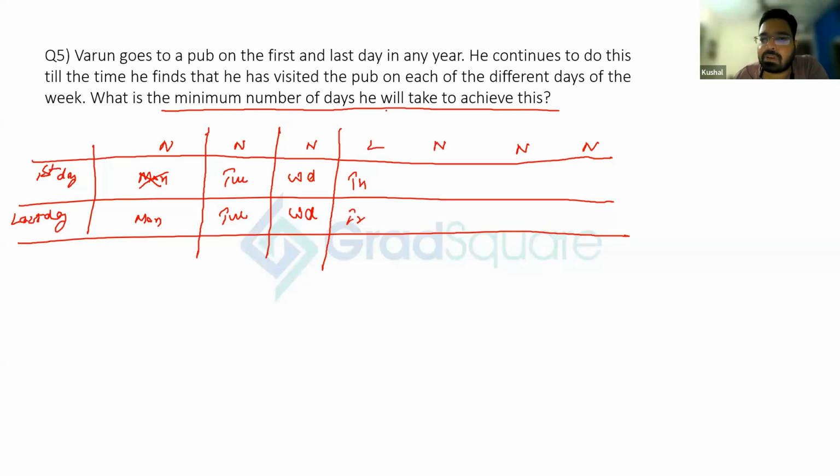Correct? Next, a non-leap year will start on a Saturday and end on a Saturday. Next year will start on a Sunday. With this Sunday, he will end. Why? Because he has gone to the pub on every single day of the week possible: Monday, Tuesday, Wednesday, Thursday, Friday, Saturday, Sunday. All of that has happened, right?